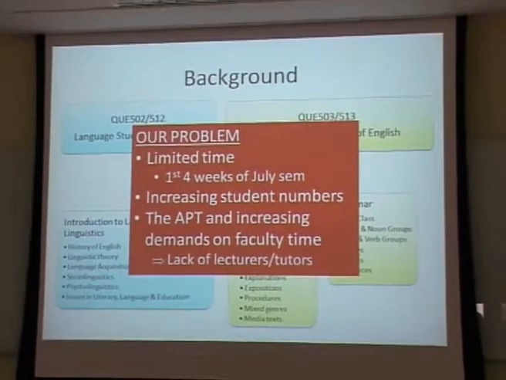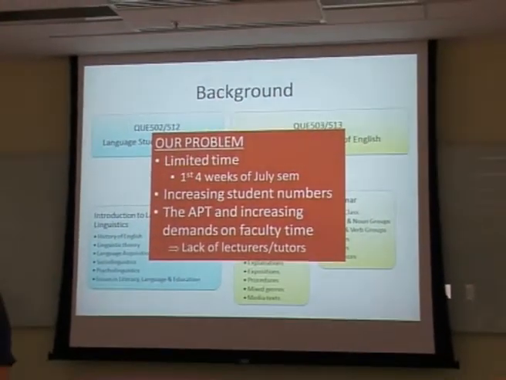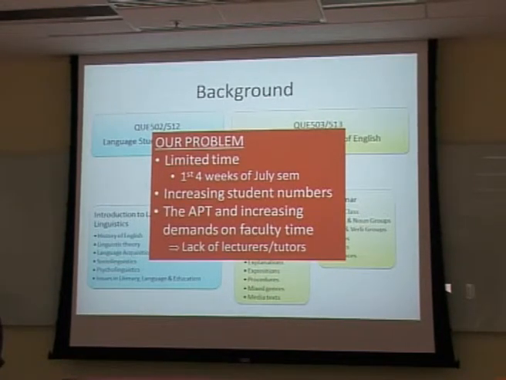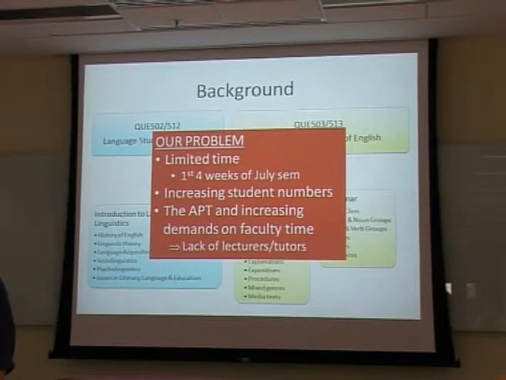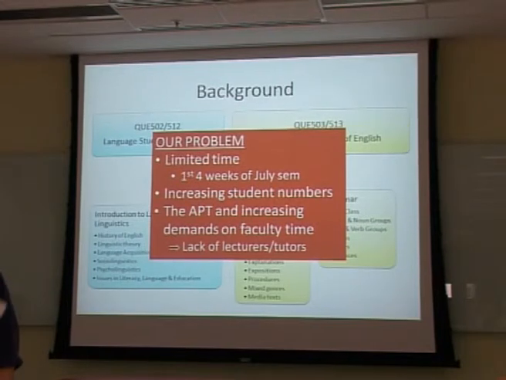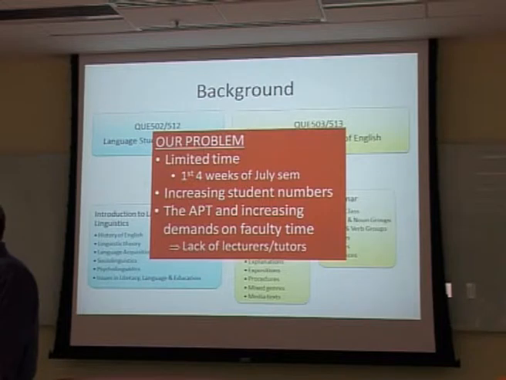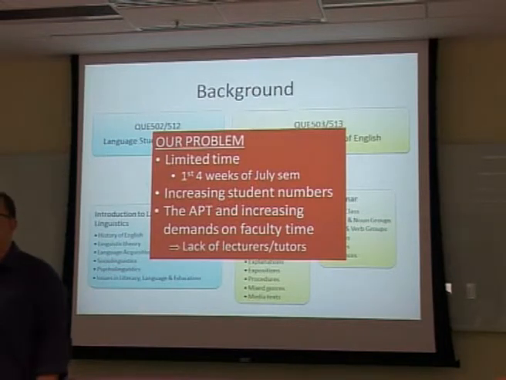Well, the problem is that we have really limited time. We're anxious to get on with the CS courses because we don't have a whole lot of time to do the methods courses. We only have the first 4 weeks of the July semester to complete these two courses and everything that you see in this red box here. With increasing student numbers, last semester we were looking at 24 tutorial groups: 13 for secondary and 11 for primary.